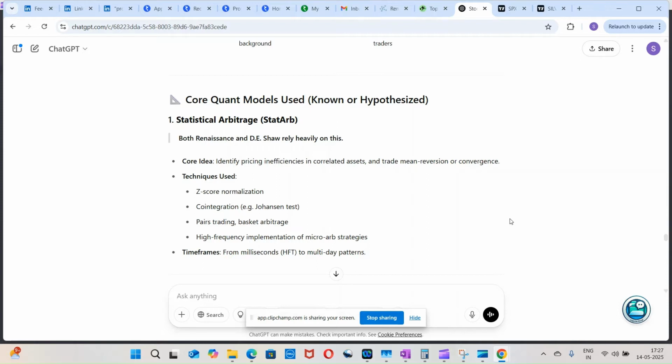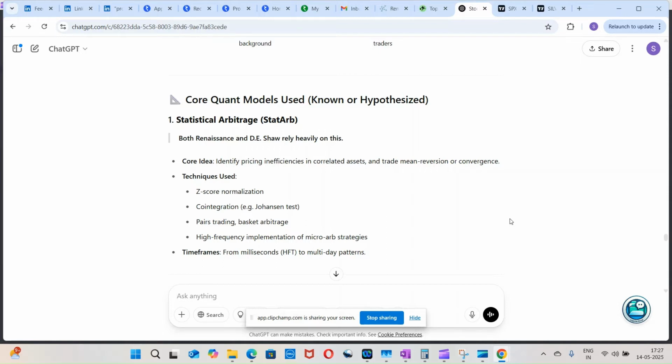What this model does is identify pricing inefficiencies in correlated assets, and they trade. The strategy that is used is mean reversion. If the price is going away from the mean, it has a tendency to reverse to the mean. So if the price has gone too far from the mean, either upwards or downwards, it will come back to the mean. That is mean reversion.